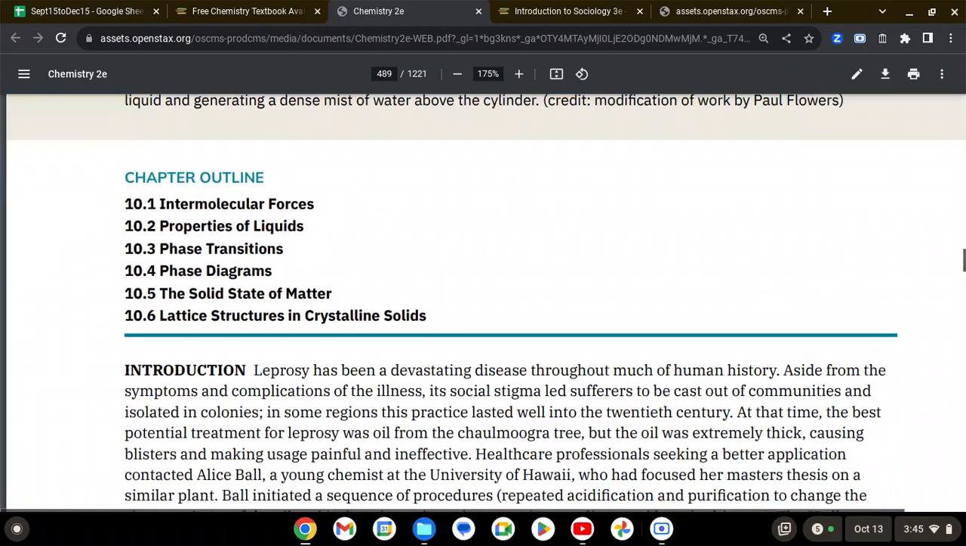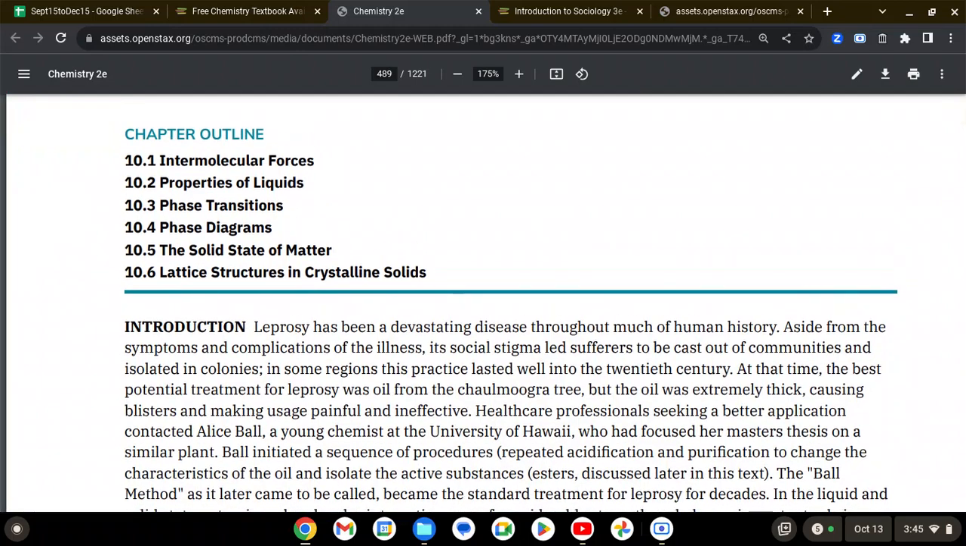Liquids and solids. Chapter outline: 10.1 Intermolecular forces, or as we like to call it, IMFs. 10.2 Properties of liquids. 10.3 Phase transitions. 10.4 Phase diagrams. 10.5 The solid state of matter. 10.6 Lattice structures in crystalline solids.